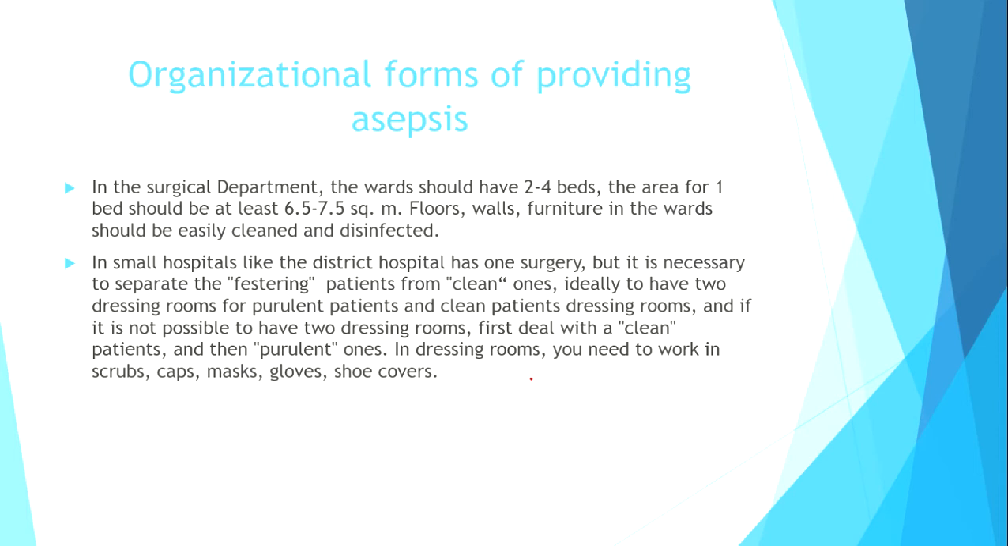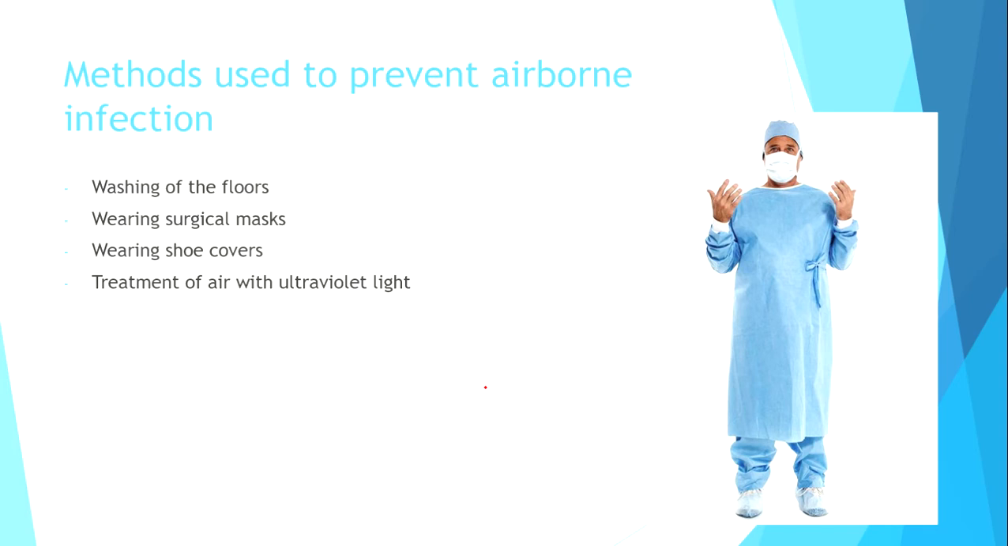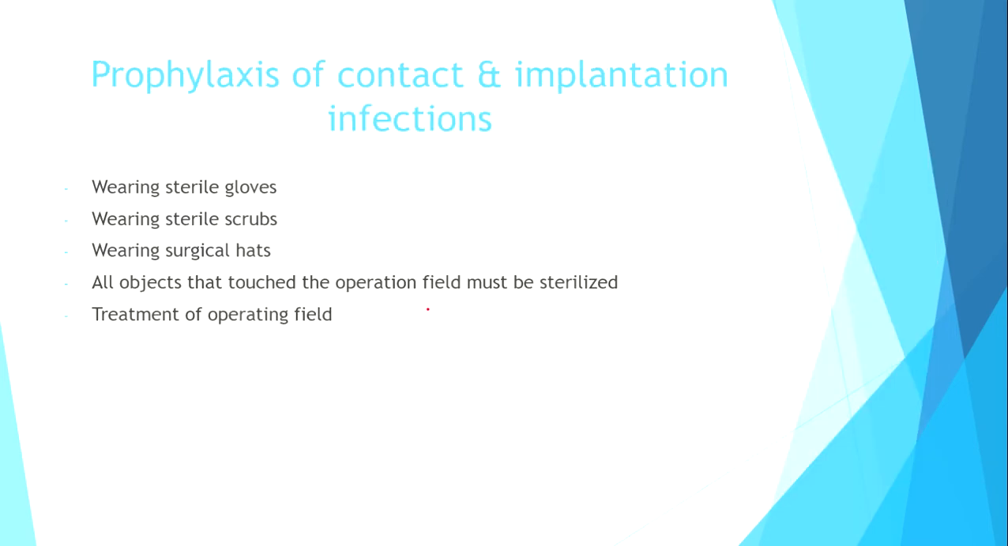In dressing rooms you need to work in scrubs, caps, masks, gloves and shoe covers. Methods used to prevent airborne infection: washing the floor, wearing surgical masks, wearing shoe covers, treatment of air with ultraviolet light. Prophylaxis of contact and implantation infections: wearing sterile gloves, sterile scrubs, surgical hats. All objects that touch the operation field must be sterilized. Treatment of the operating field with antiseptics.